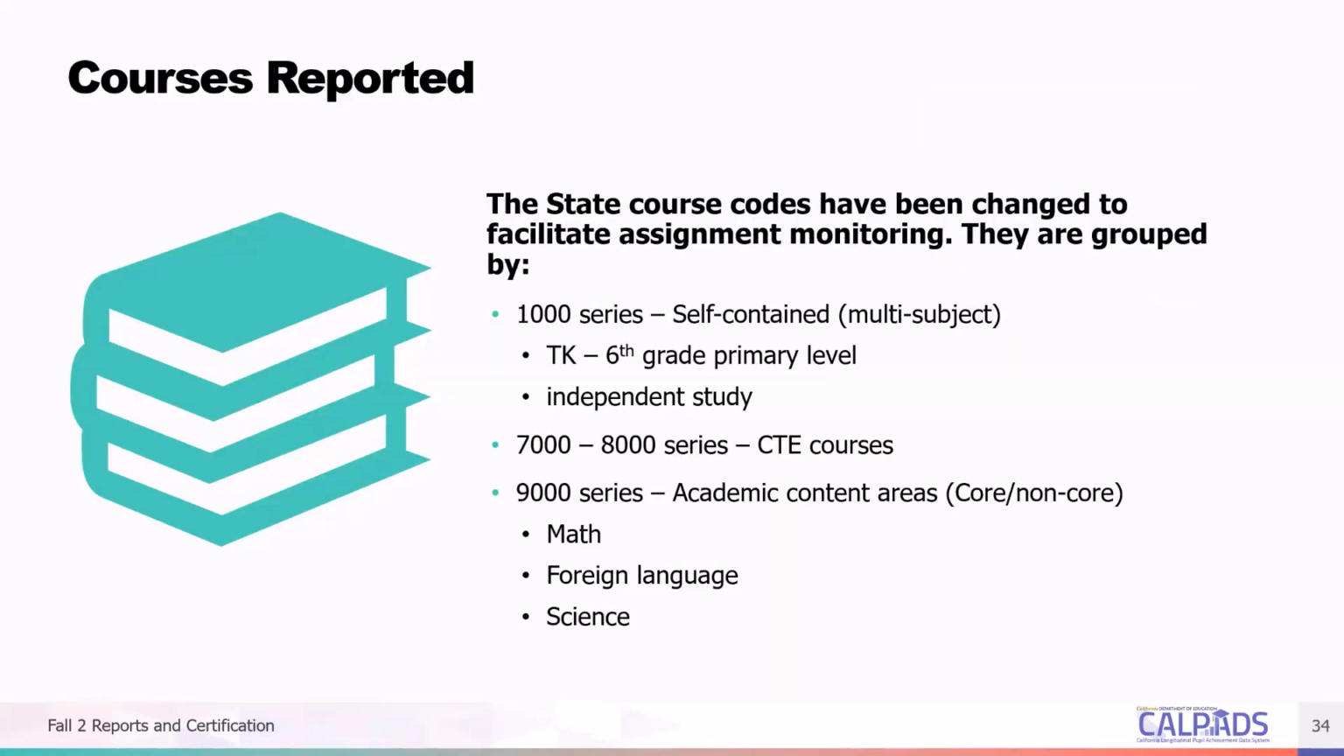Here you have the series of different courses. All your self-contained courses are 1000s. Primarily, those are elementary school level courses. Sometimes you may opt to report independent study courses with the 1000. Your CTE courses are a 7000, 8000 series. And then your 9000 series are your academic content areas. They could be math, foreign language, and science. And you can see this in the valid code combinations document.